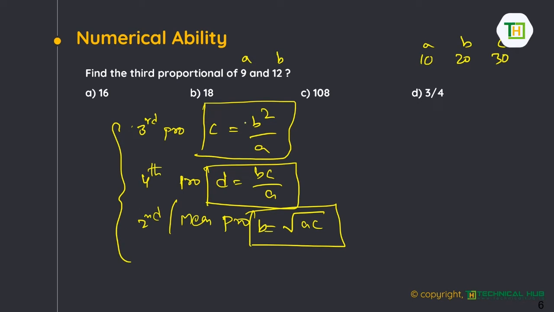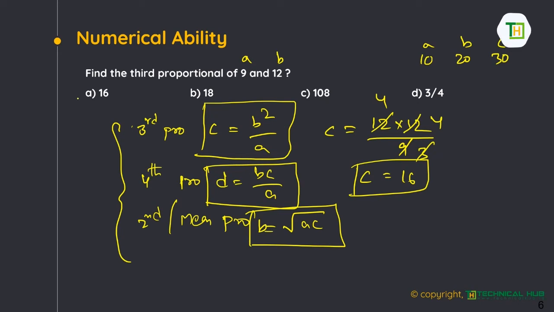So here the question is the third proportional, B square by A. Therefore, C is equal to B square, which is 12 into 12, divided by A, which is 9. Now here, 3 3s are 9 and 3 4s are 12, so 4 times 4. Therefore, C is equal to 4 into 4, 16. 16 is the right answer for this question. The third proportional C is equal to 16.